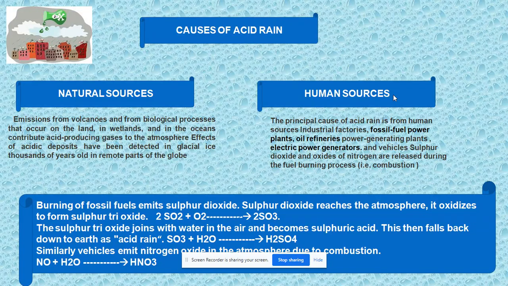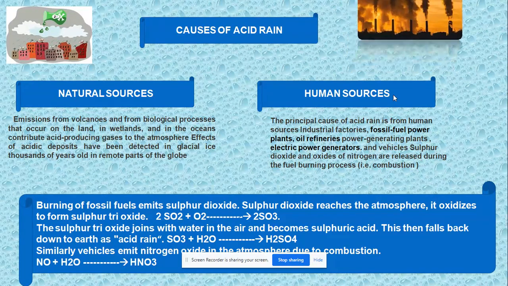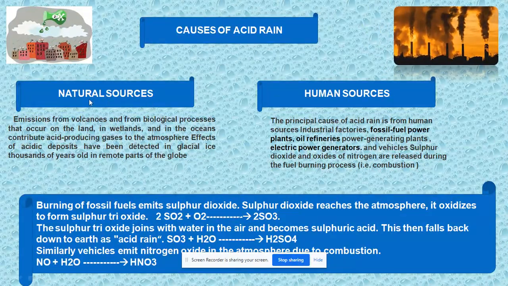We consider two main sources for acid rain. One is natural sources and the other is human sources. Natural sources include emissions from volcanoes and from biological processes that occur on the land, in wetlands, and in the oceans, which contribute acid-producing gases to the atmosphere. Effects of acid deposits have been detected in glacial ice thousands of years old in a remote part of the globe.